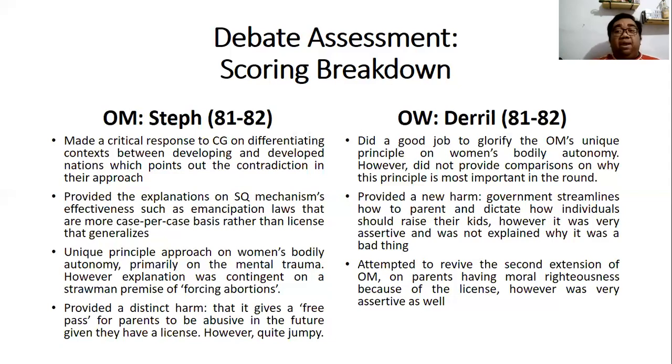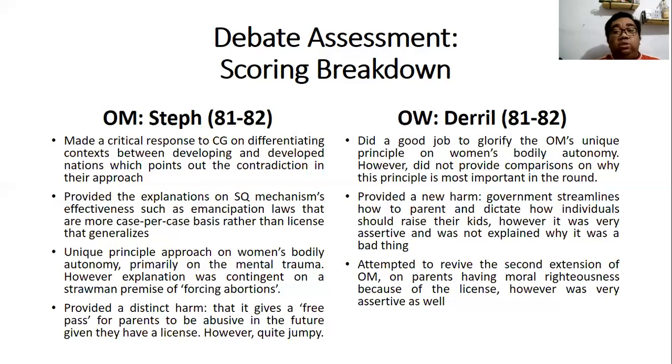They also needed to explain the process analysis of the forced abortion argument, that forced abortion premise that the opposition member also discussed. The second reason is the opposition whip provided a new harm, which is that government are going to streamline how to parent and dictate how individuals should raise their kids. We felt that it was quite assertive, and even then, there was no explanation why it was a bad thing. The opposition whip relied on the idea that the word dictation somehow would imply a negative harm, but we just didn't see what was problematic with that.